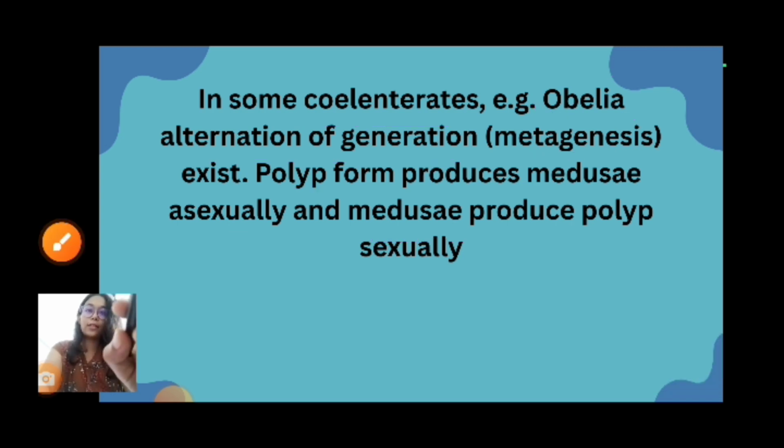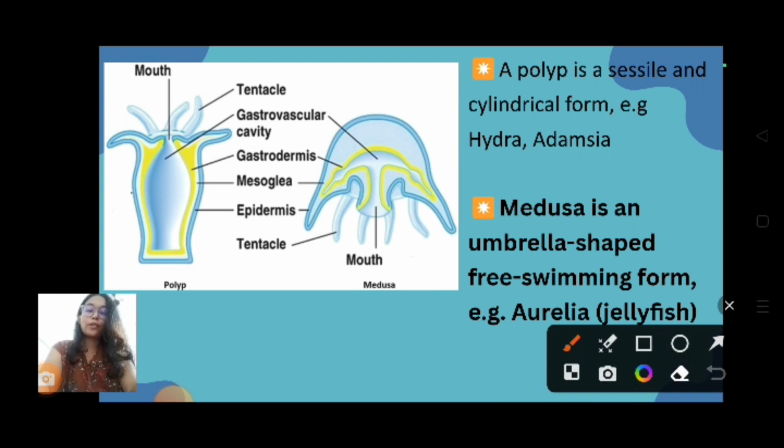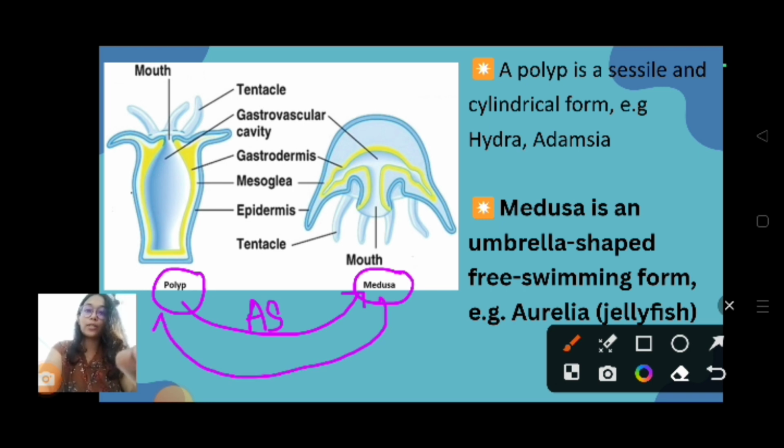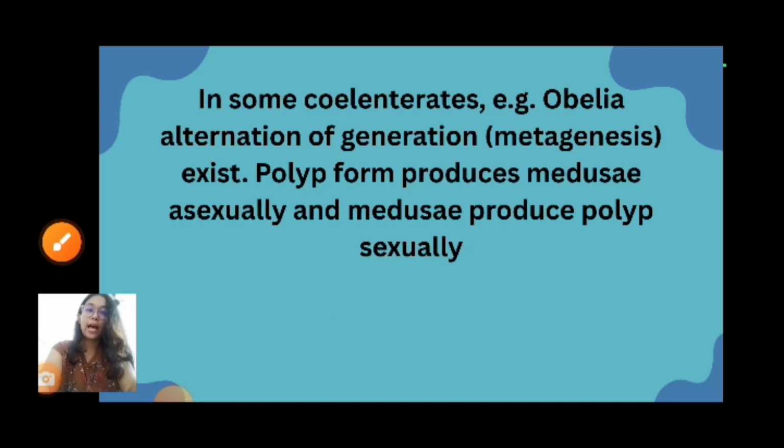So in the case of Obelia, what happens? The polyp will undergo asexual reproduction to form the medusa stage, and this medusa will undergo sexual reproduction to form the polyp stage. In the case of Obelia, this shows the alternation of generation, also known as metagenesis. Clear?